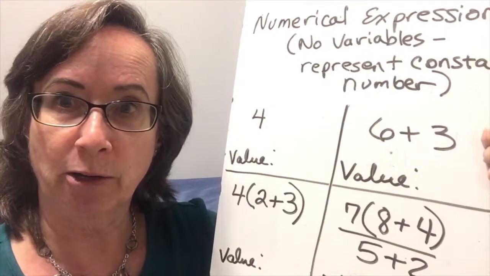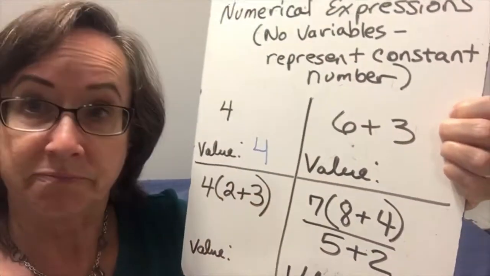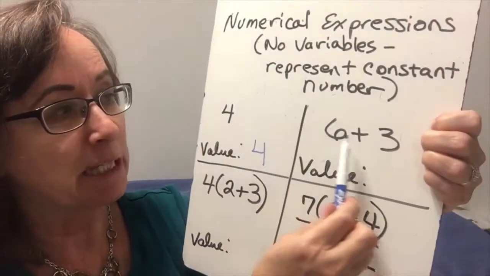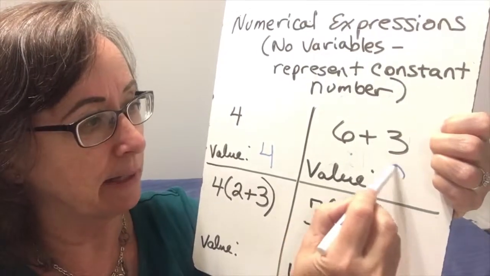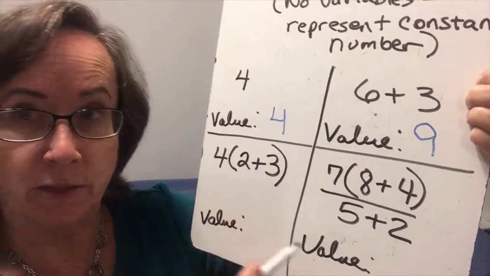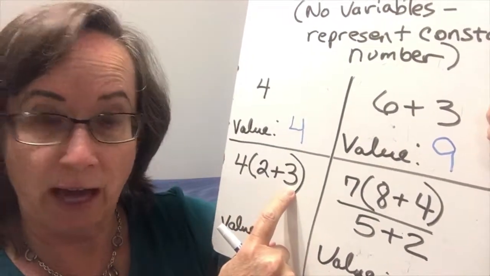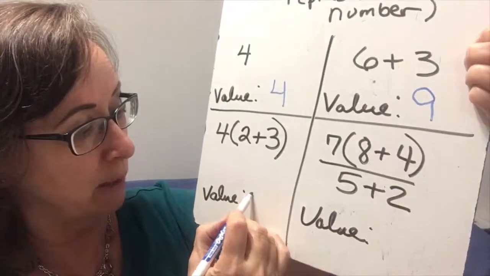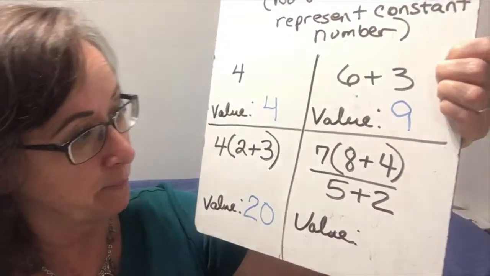4 is a numerical expression, and its value is 4. Okay, it's what it equals. 6 plus 3 is a numerical expression, and its value is 9. 4 times 2 plus 3 is a numerical expression, and since 2 plus 3 is 5, and 4 times 5 is 20, the value of this numerical expression is 20.